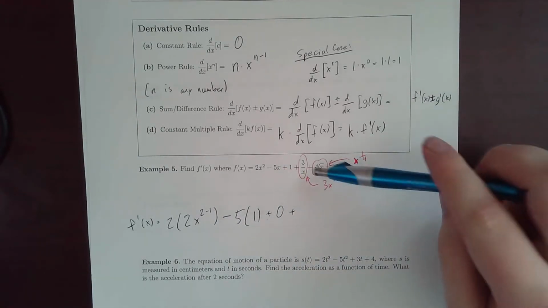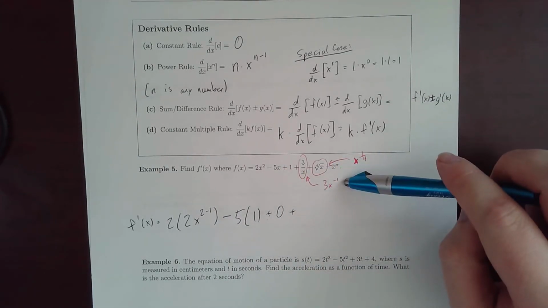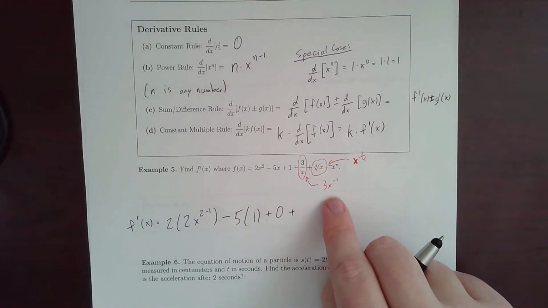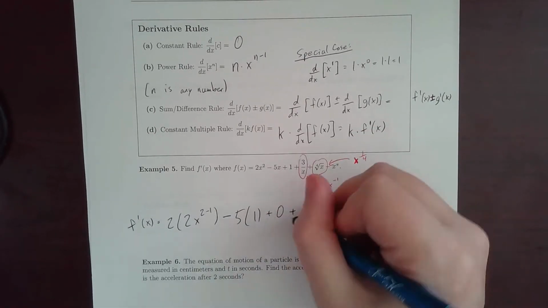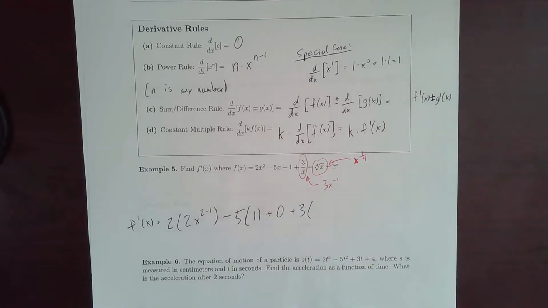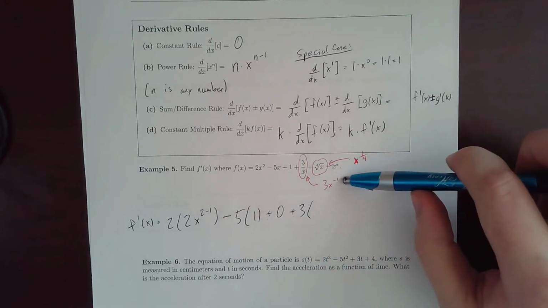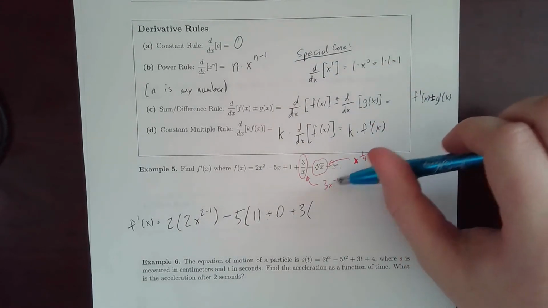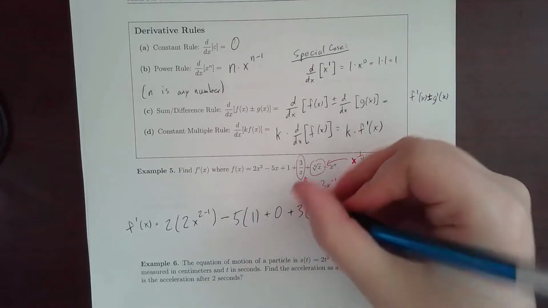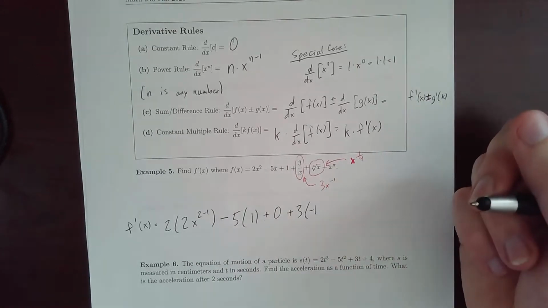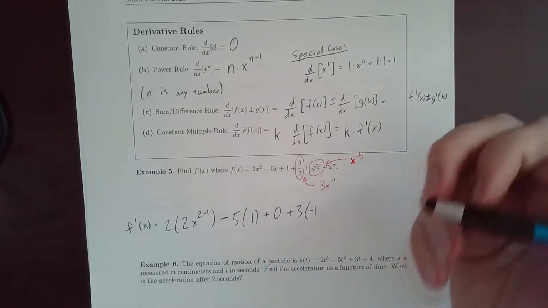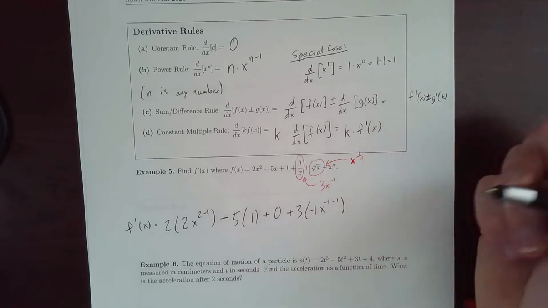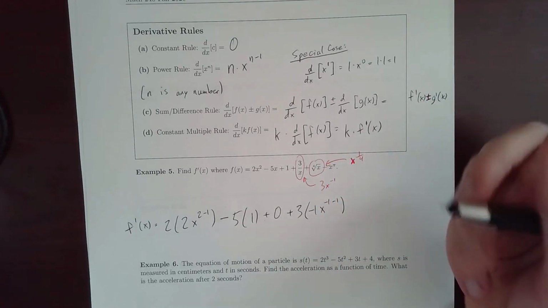Plus the derivative of 3x to the minus 1. Again, because we're multiplying by this constant 3, we'll pull the 3 out front, and then we will take the derivative of x to the negative 1 using the power rule. Now again, because we're using the power rule, we're going to take this negative 1 and bring it out as a constant to multiply by, and then we'll raise x to the negative 1 minus 1 power, which will be negative 2.